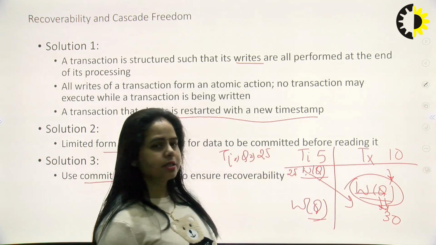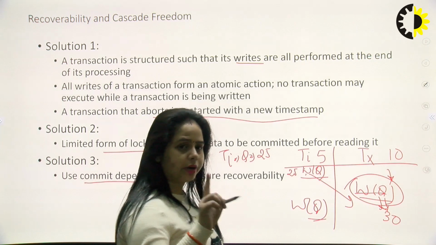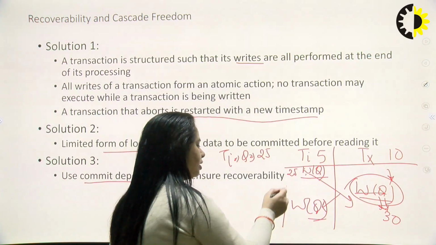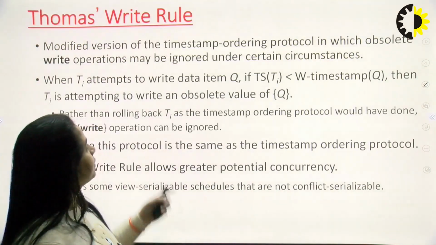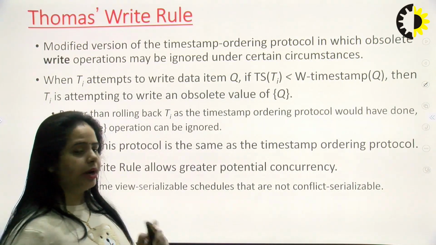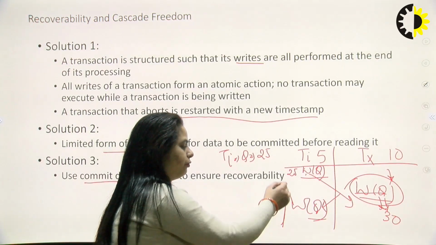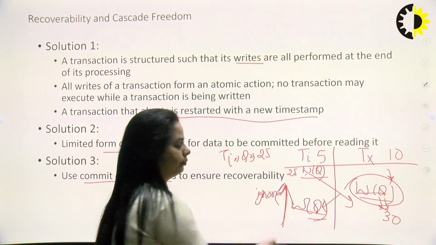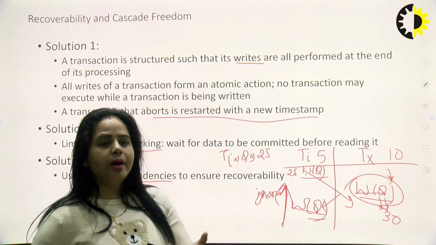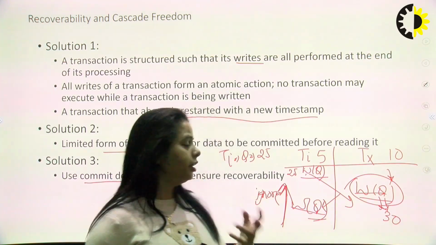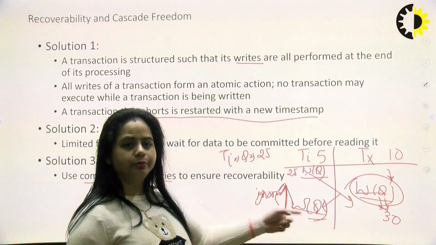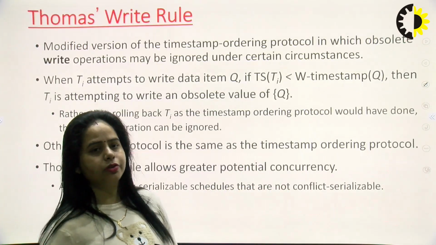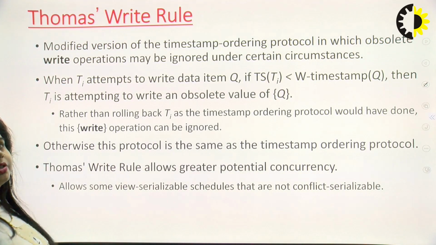So in this case, in the timestamp ordering protocol, we said that this transaction could not be performed, so we need to reject and roll back the transaction. But the Thomas Write rule says that instead of rolling back or aborting the transaction, we just ignore this operation and continue with the other process. This is the Thomas Write rule, an update of the timestamp ordering protocol.